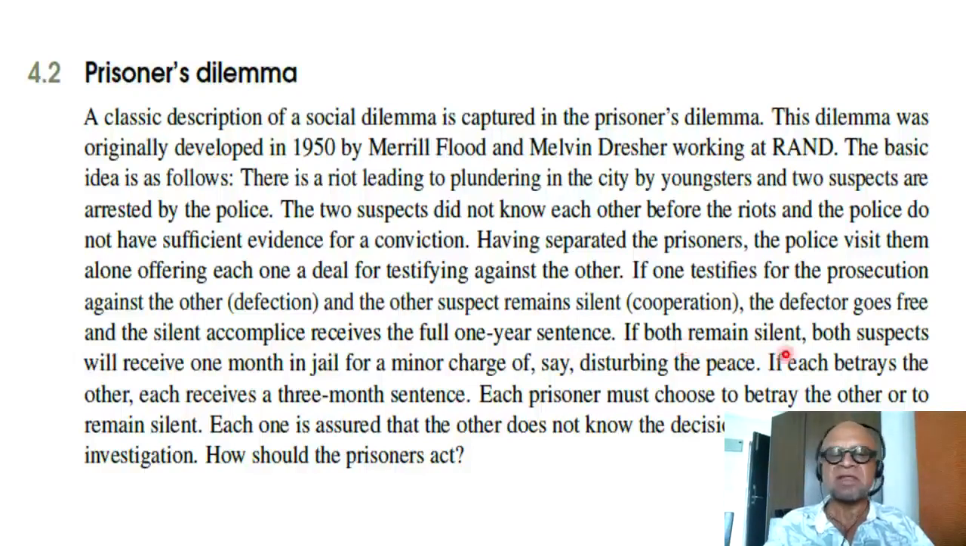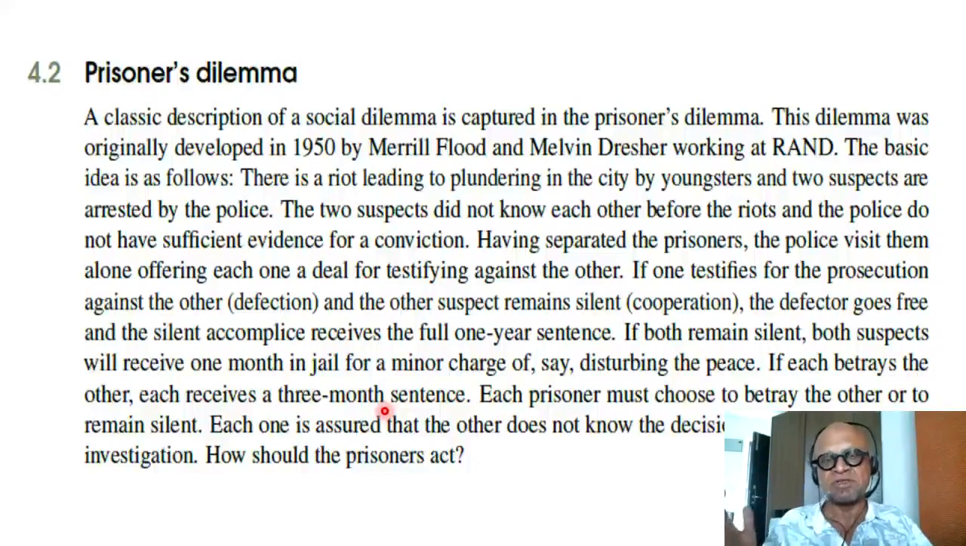Eyewitness. If both remain silent, both suspects will receive 1 month in jail for a minor charge of, say, disturbing peace. So they will only get 1 month if they both keep silent and don't admit to their guilt or participating in the plundering and so on. If each betrays the other, each receives a 3-month sentence. So both admit they were guilty and involved in disturbing peace or plundering, then they both get 3 months, right? So you keep silent, you get 1 month. If you squeal and the other remains silent, she gets 1 year, and if you both admit, then you get 3 months each.